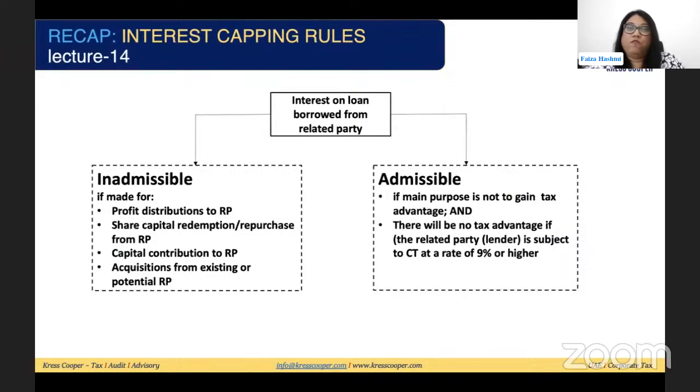The specific rules were for loans borrowed from related parties. They are generally admissible if you can prove that there was no tax advantage to be gained from this, and generally we can prove that if they're paying a corporate tax rate of 9% or higher. They'll be inadmissible if they are a profit distribution, or share capital redemption, or capital contribution, or from any acquisition from an existing or potential related party.